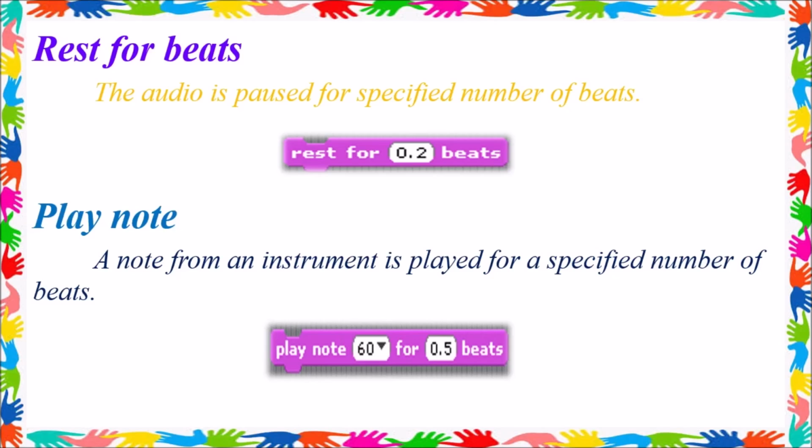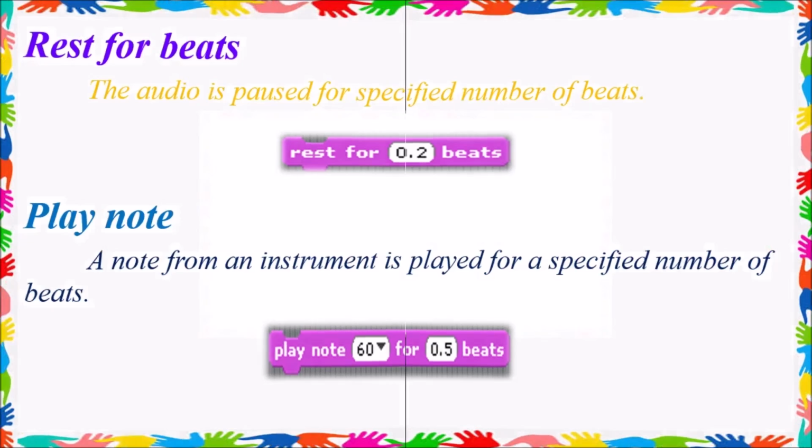By mentioning this play notes 60, this is the count of the note type. 16 is the note type for 0.5 beats. That means the time duration and the volume of the sound in the specified instrument play. That means the note is played on the instrument for the specified number of beats. Okay, that is how you use the play note block.